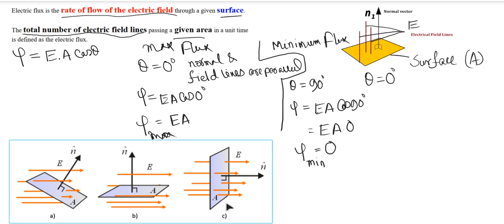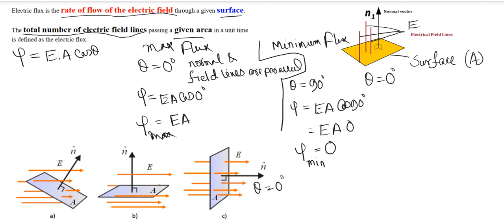From the figure, the very last one, C, we can see the normal in the black line, and all the electric field lines are represented by the orange color. All the field lines and the normal, here the angle is 0 degree. It means they are parallel. That's why they have given maximum flux here. So this is the maximum equation.